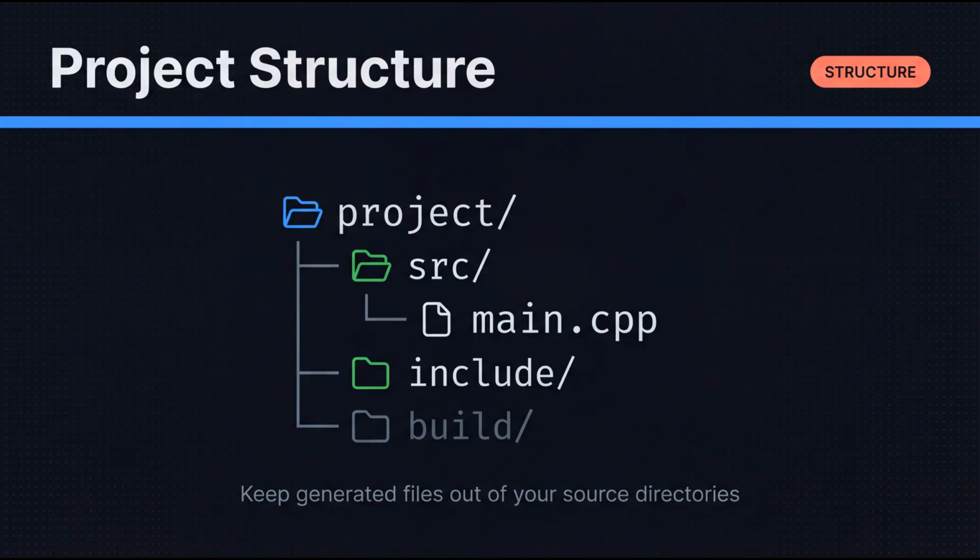Include, where header files live. These are declarations shared across source files. And build, where compiled artifacts go. Object files, executables, everything generated. The key rule: never version control the build directory. Add it to your .gitignore. Keep generated files out of your source directories. When you later adopt build systems like CMake or Meson, this structure maps naturally to how those tools expect projects to be organized.